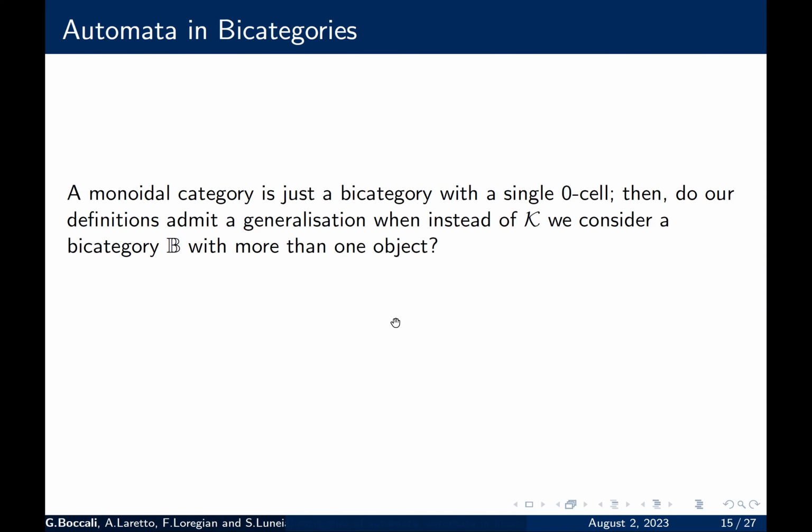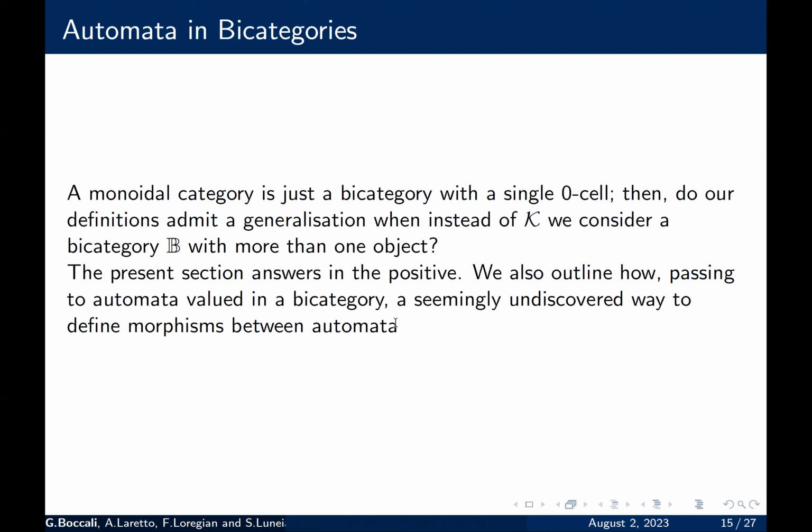Now, this is all for the first part, the part on bicategories of automatas. Now, we would like to introduce the notion of automatas in bicategories, because until this point we had defined Mealy machines inside a monoidal category, but as the motto says, a monoidal category is just a bicategory with a single zero cell. Then it is natural to ask whether these definitions admit a generalization when instead of K, we consider a bicategory B with more than one object. This section answers in the positive.